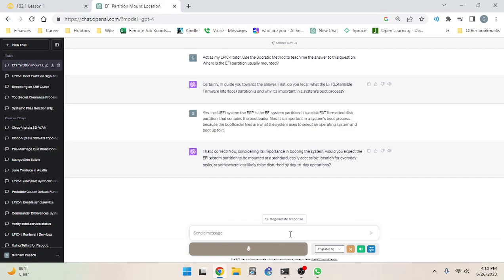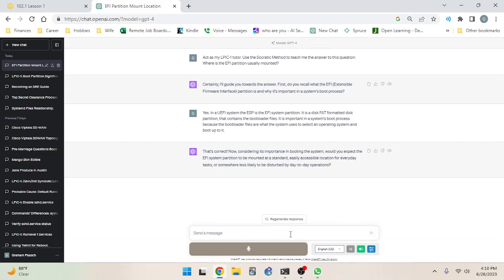Now, considering its importance in booting the system, would you expect the EFI system partition to be mounted at a standard, easily accessible location for everyday tasks, or somewhere less likely to be disturbed by day-to-day operations? So I'm going to say standard, easily accessible location for everyday tasks. Oh, wait, no, let me think about that.